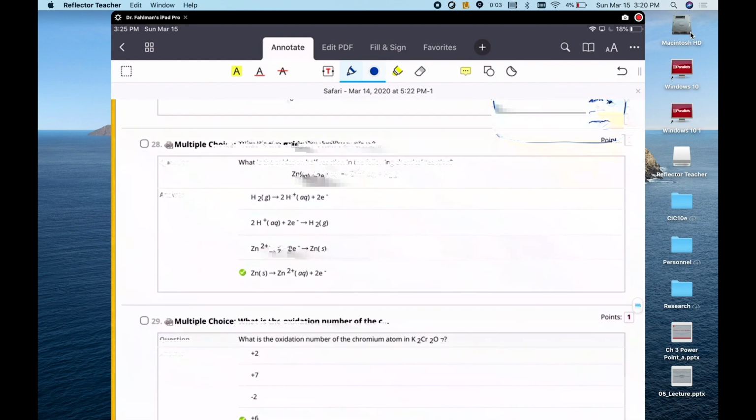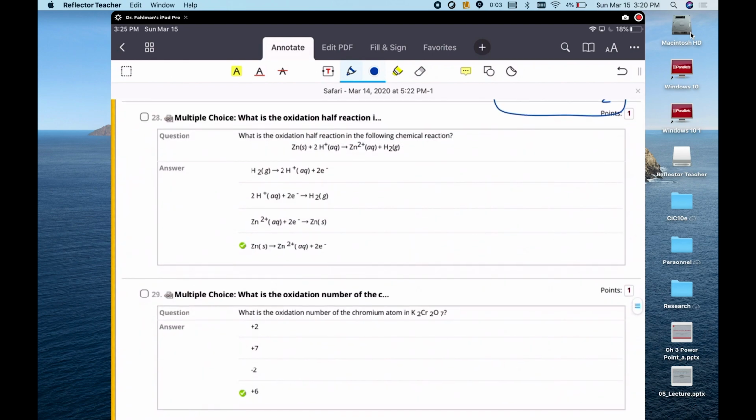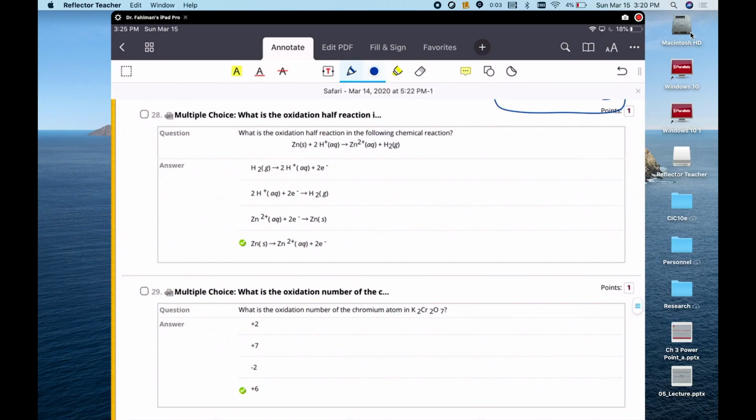What is the oxidation half reaction? So that would be the metal that goes to its plus state. So something that is increasing its oxidation state is oxidation.